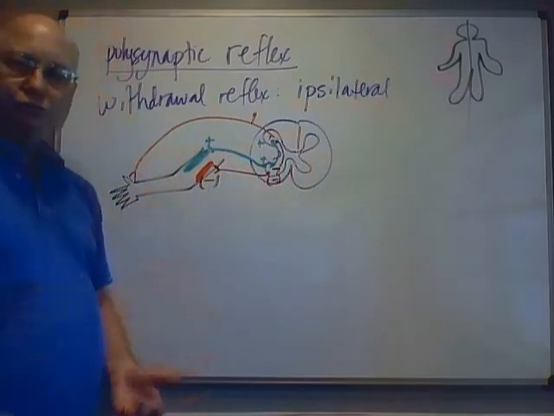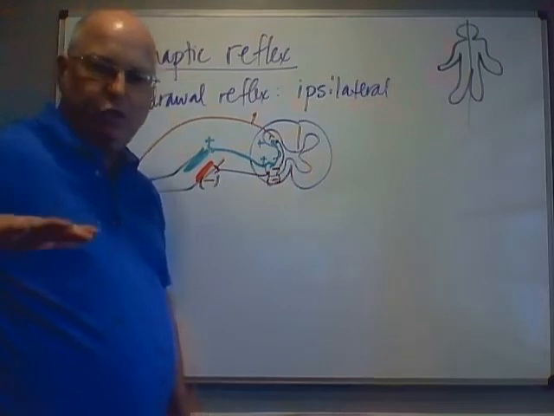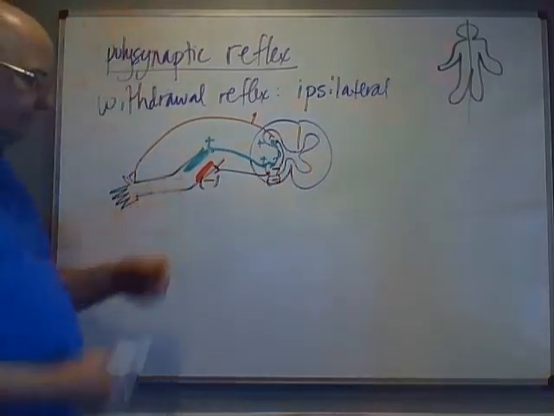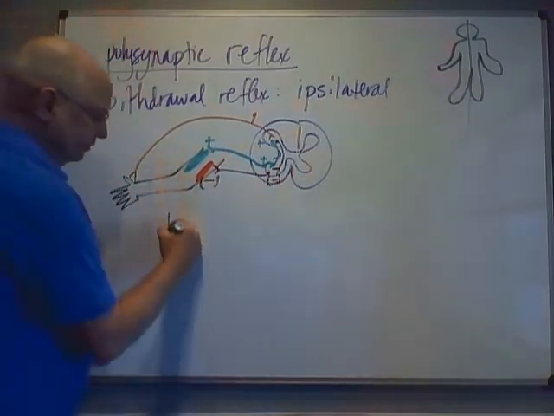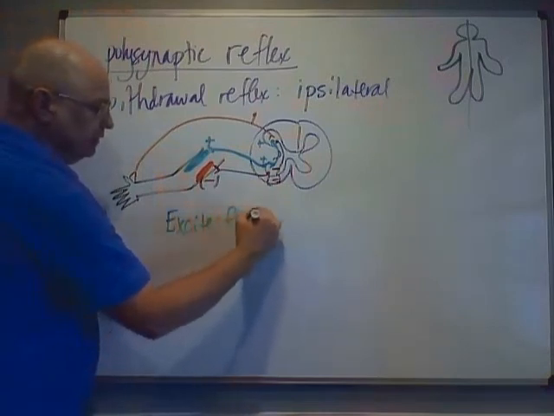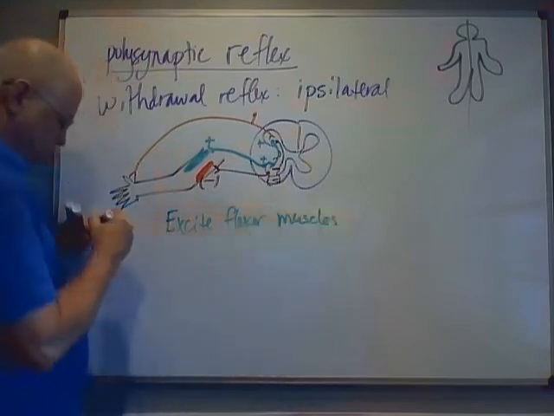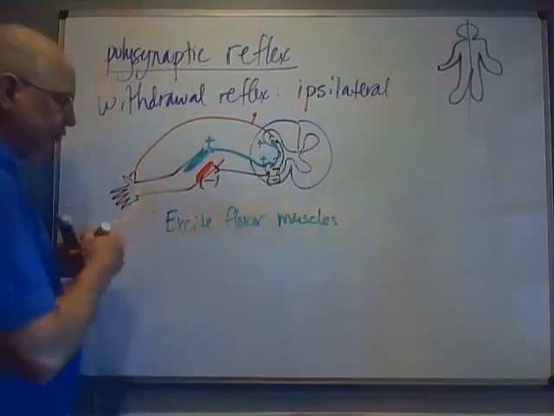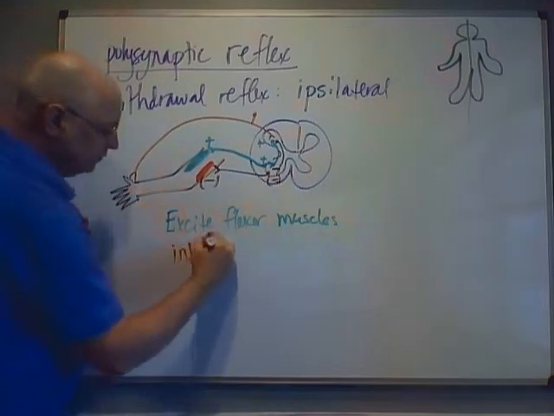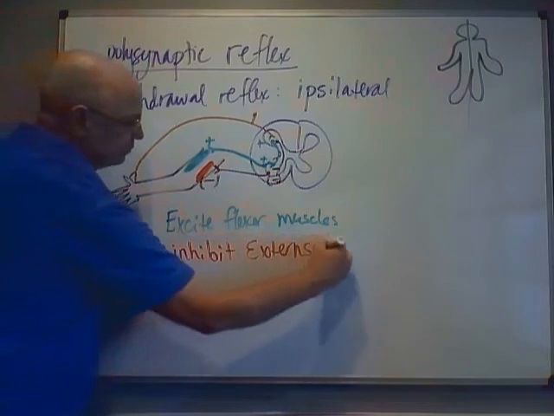So we call this a withdrawal or a flexor reflex. I'm going to flex my arm or withdraw my arm. And I have to excite. This is why we call it a flexor reflex. I excite the flexor muscles, and I'm going to inhibit the extensor muscles.